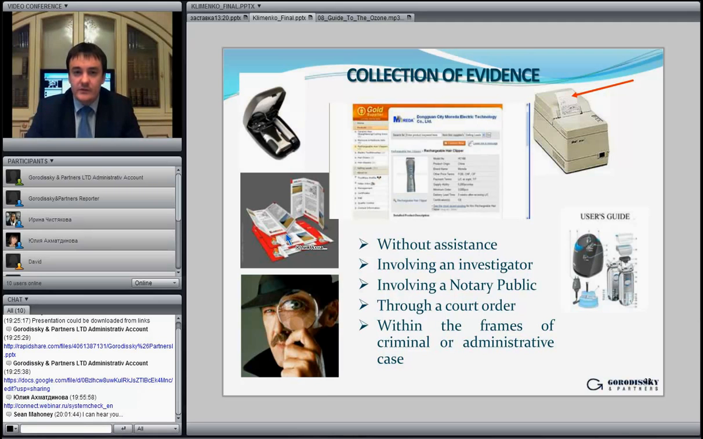Very often we use services of a notary public, who can go with us to an exhibition and make some photos of the exhibition and make photos of the infringing product, as well as some catalogs and other materials. And this certified by notary public evidence can be used as sufficient evidence of the infringement in the Russian court.